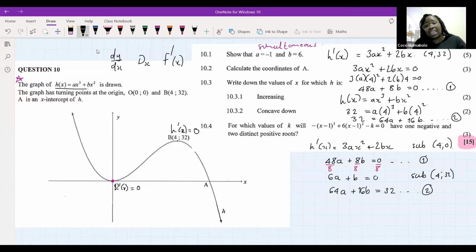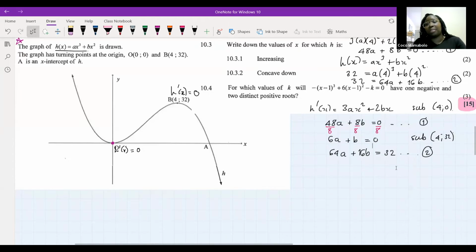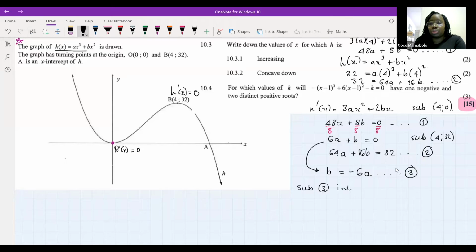And then instead of making a the subject of the formula here, I'm going to make b the subject of the formula. If you've made a the subject of the formula, you're more than welcome to do that. So in this equation, I'm going to get b is equal to negative 6a. That is my equation 3. Then I'm going to sub equation 3 into equation 2, and I'm going to solve for a first.